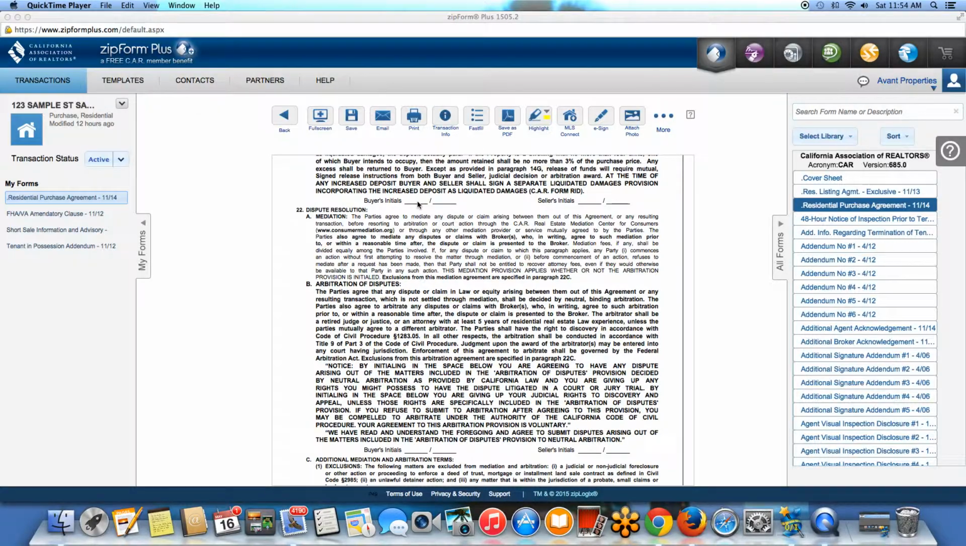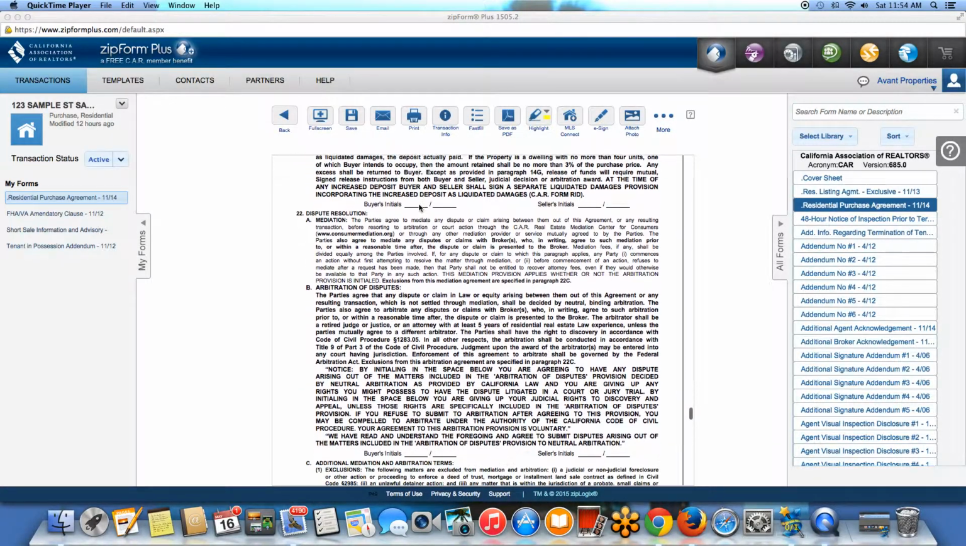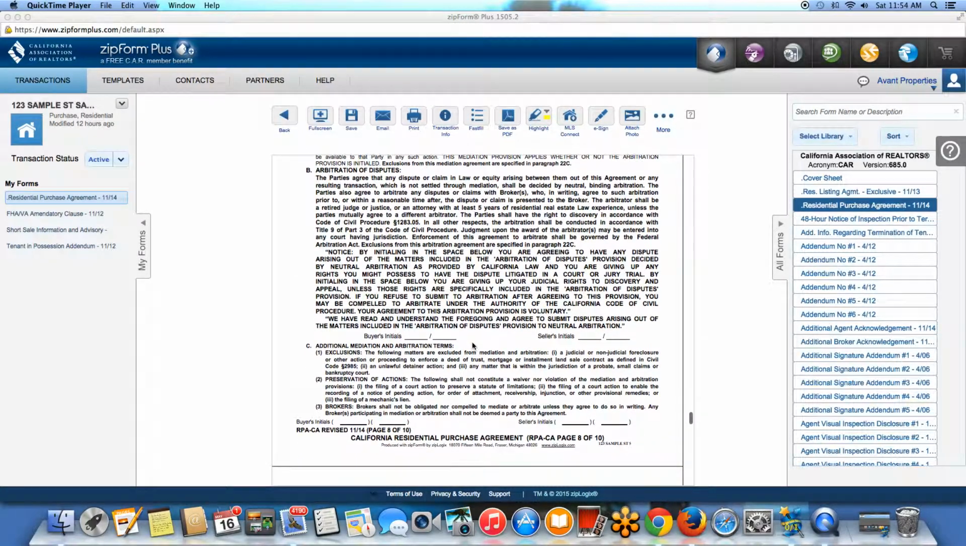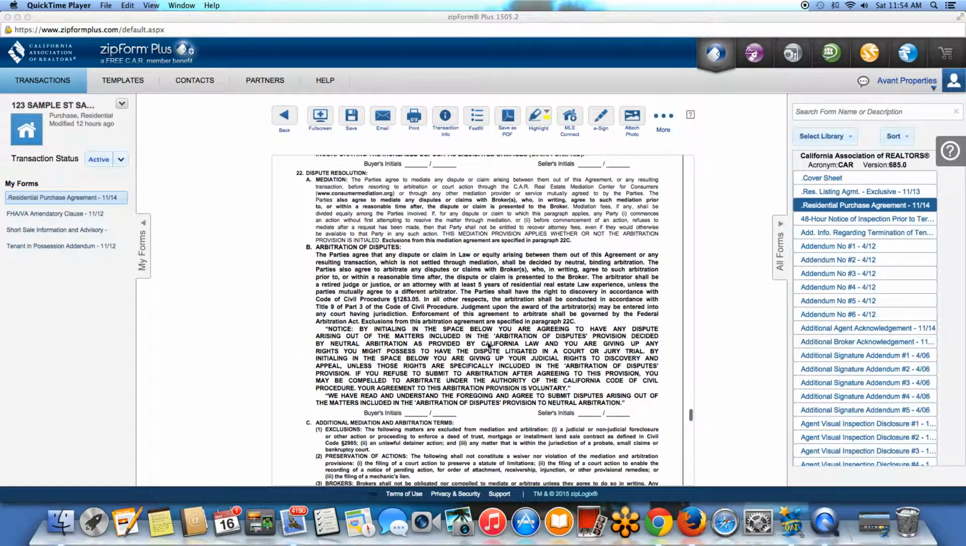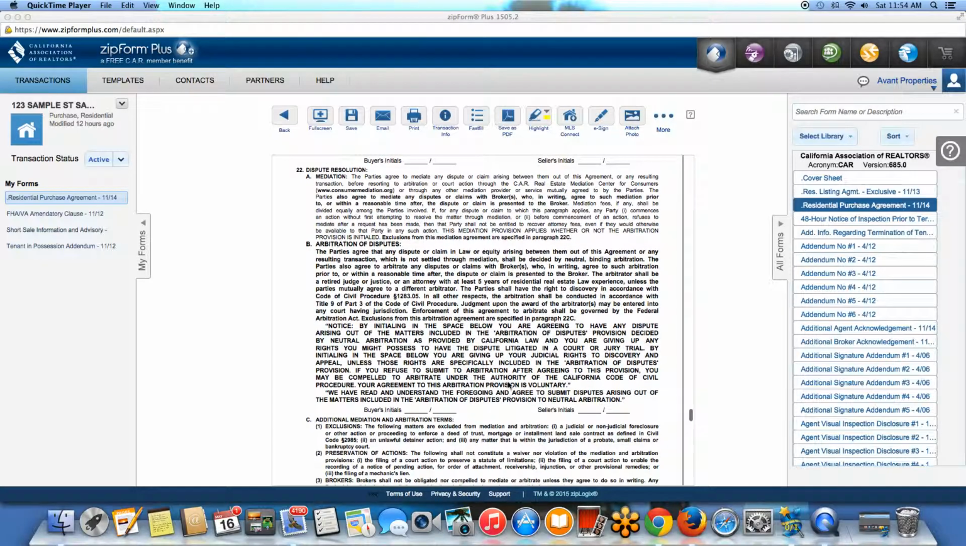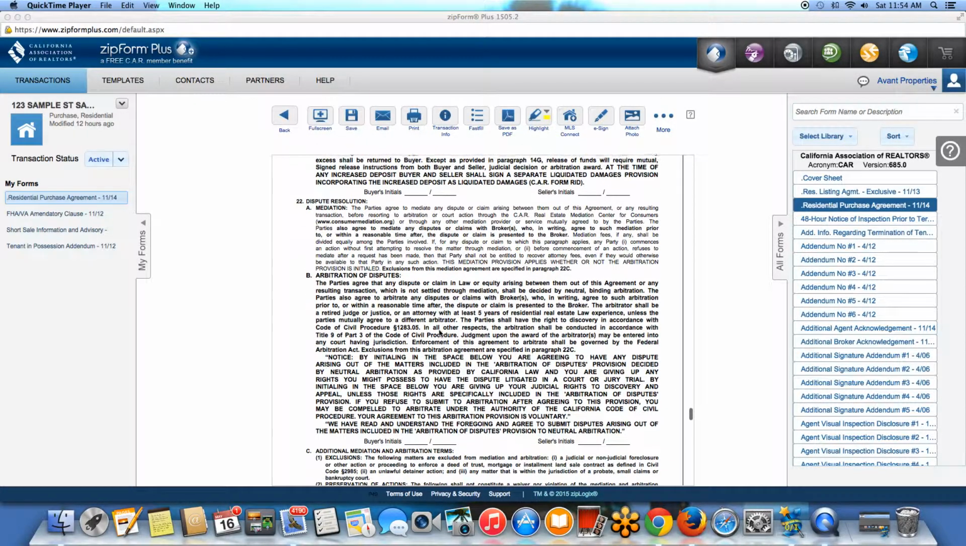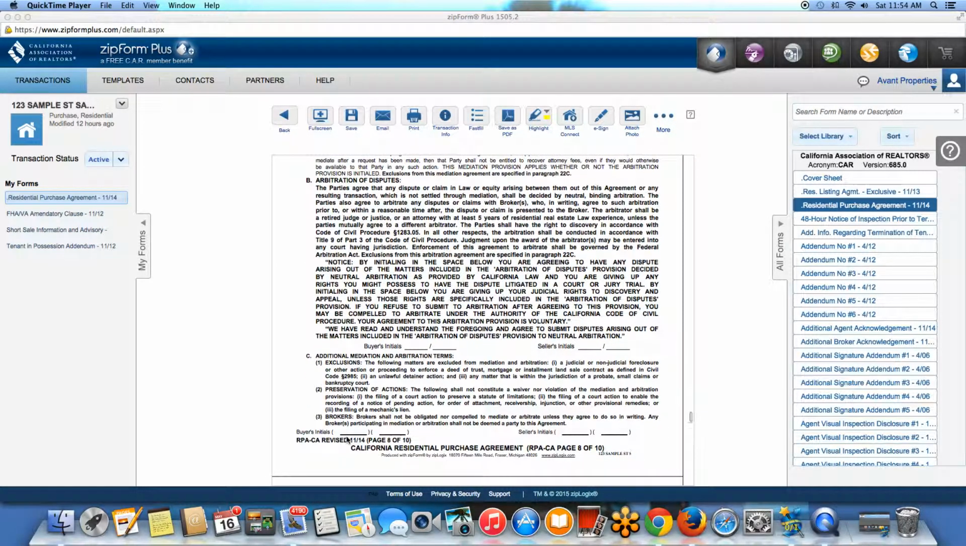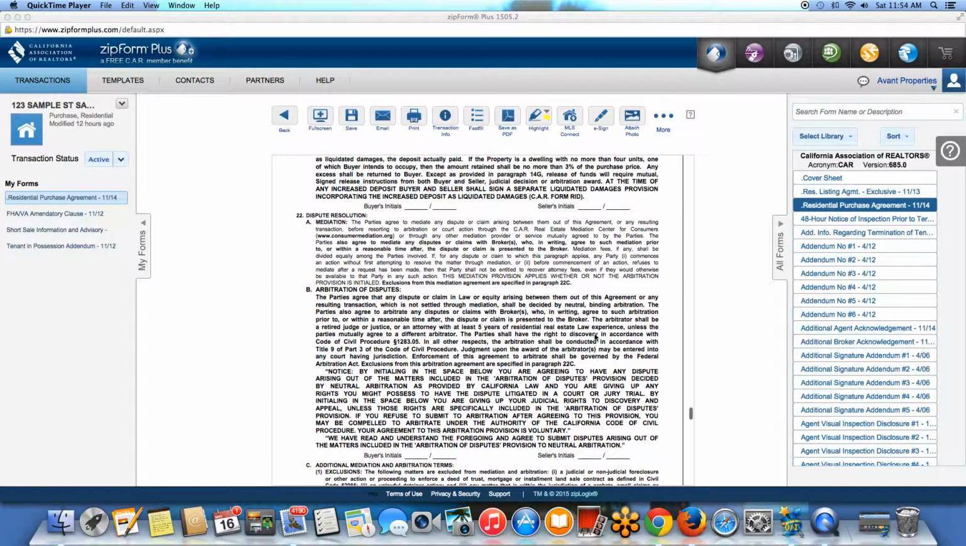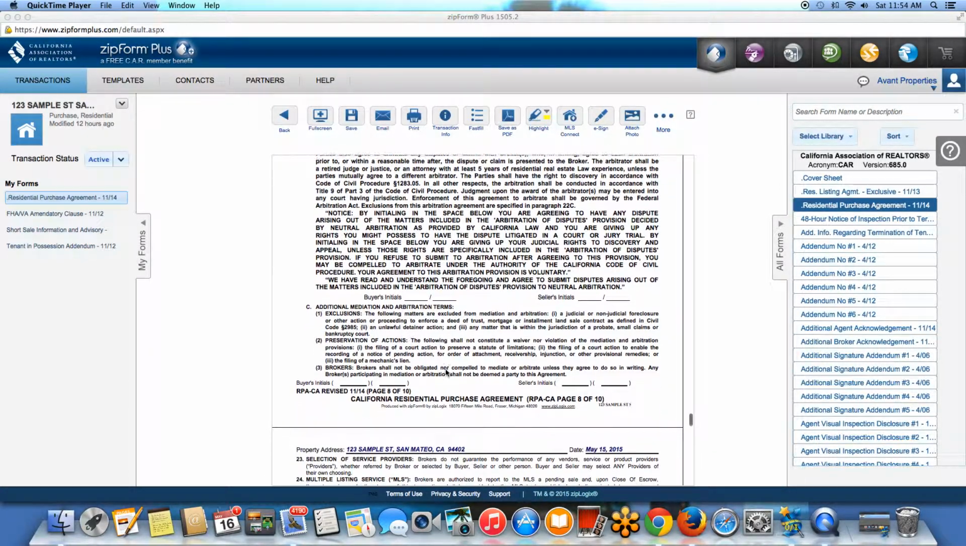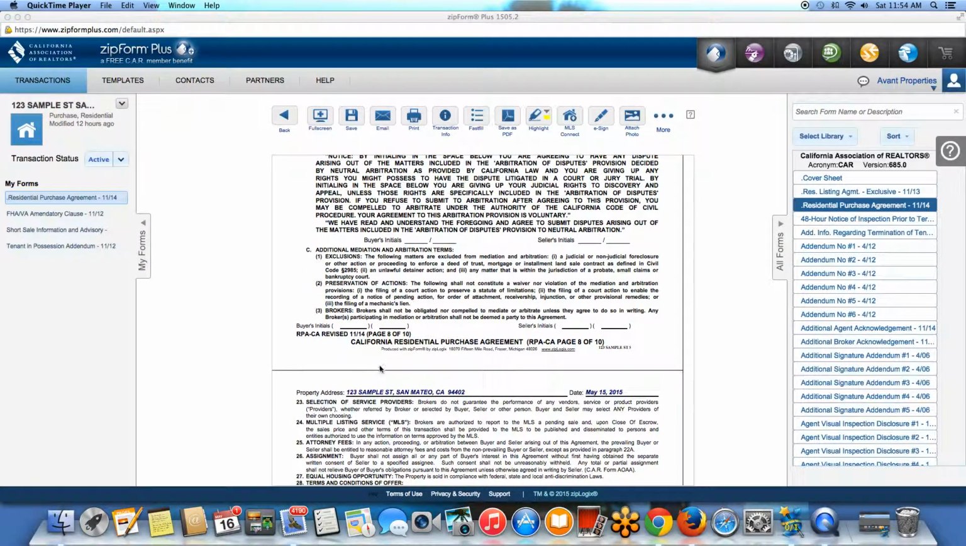Now, most of the time in California, they recommend that buyers choose arbitration over litigation because of the costs and time involved in settling disputes with the sellers. If they choose to do that, they have to initial all three lines, and the seller will have to do the same thing at their end eventually, once they ratify this contract.